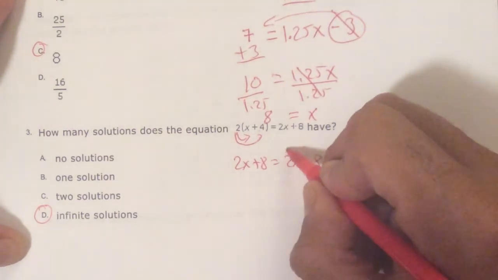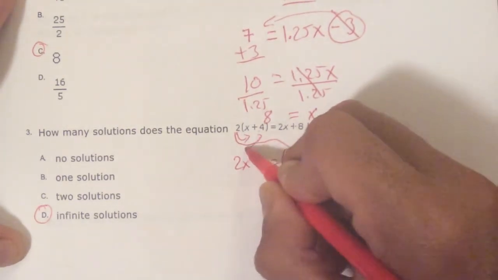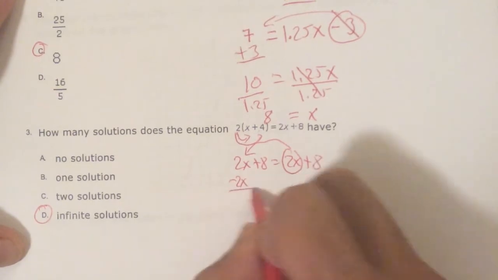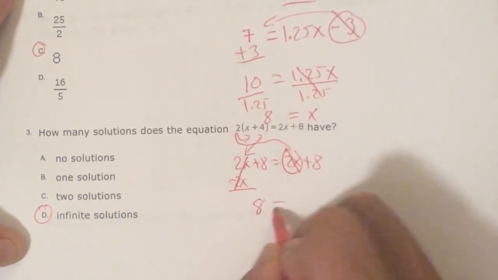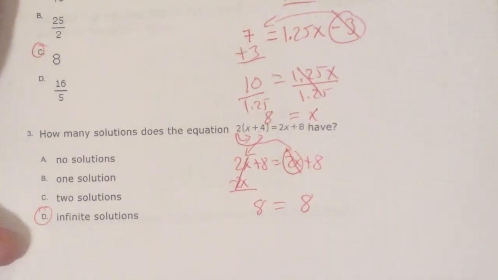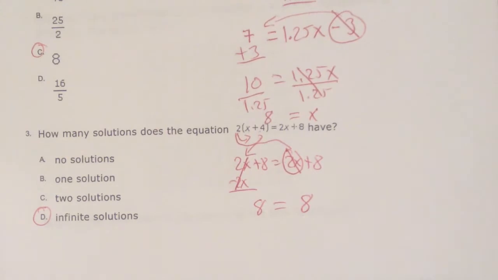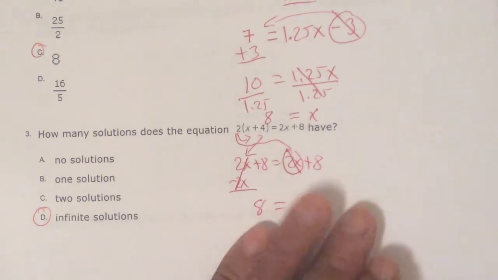Now, if you wanted to, you could keep going further and move the 2x to become a minus 2x. And 2x minus 2x is 0. So 8 equals 8. So if you notice, it's a true statement. So your answer is infinite. Remember, if it's one solution, it would have been x equals a number. If it was no solution, it would have been negative 3 equals 4, or something that is a false statement. So obviously for number 3, the answer should have been D.